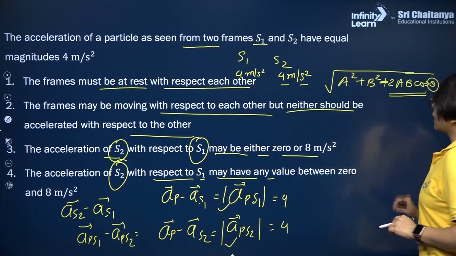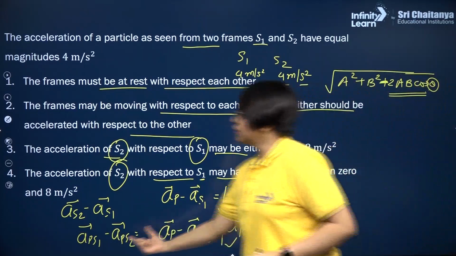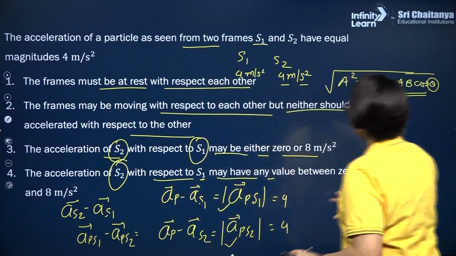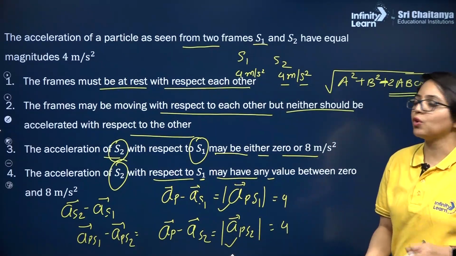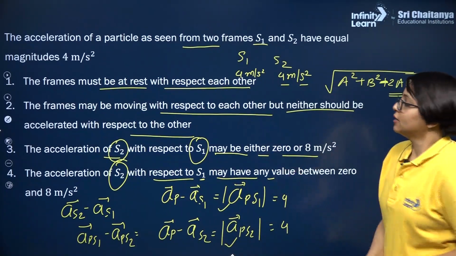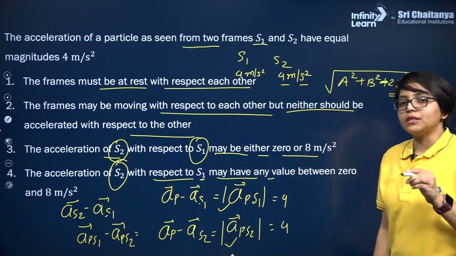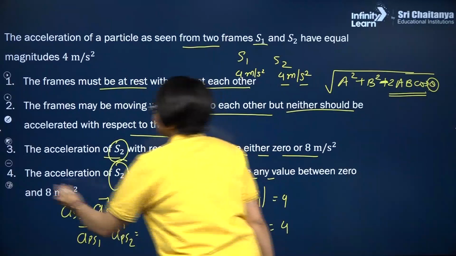So with the change in the value of theta, this value will change, right? It will have its minimum value as 0 and maximum value as 8. So the acceleration of S2 with respect to S1 will vary between 0 to 8 meter per second square, which is option 4.